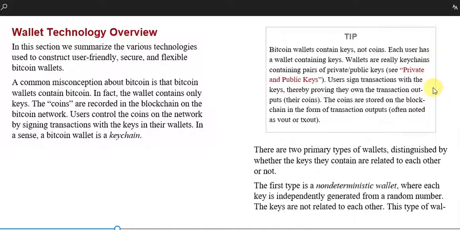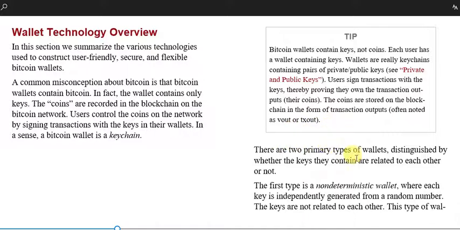Each user has a wallet containing keys. Wallets are really keychains containing pairs of private/public keys. See private and public keys. Users sign transactions with the keys, thereby proving they own the transaction outputs, their coins. The coins are stored on the blockchain in the form of transaction outputs, often noted as vout or TxO.